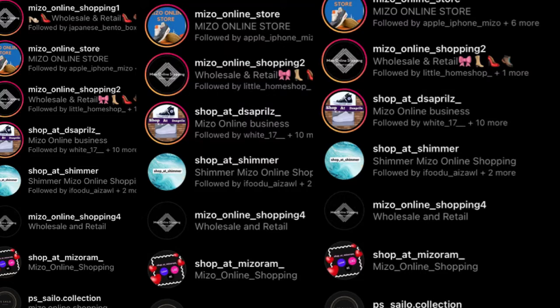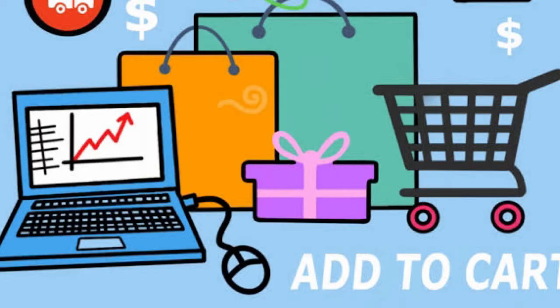Even in Mizo culture we have different shopping sites. So in order to see the products that they have in those shopping sites, we need to have internet, right? We need to have a good internet connection. So internet is a very effective way to buy and sell products all over the world, right?